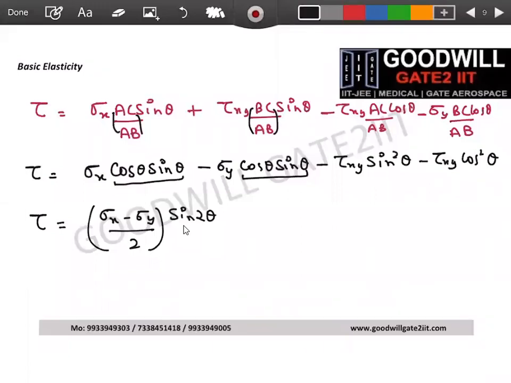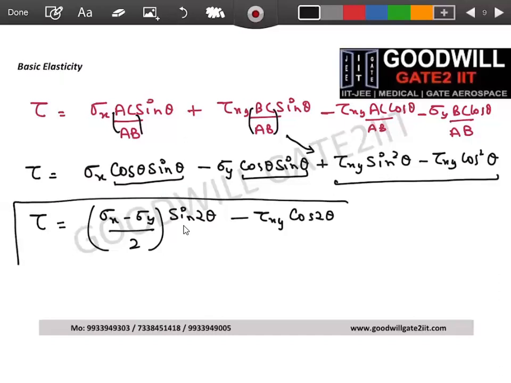Oh, yeah, correct. This is plus. This term is plus. Sorry, I missed it. This term came from here, right? This is plus. Now in the next term, if I take tau xy common, and I'm writing this in one step only. If I take tau xy common in these two, I will get this. I'll take minus tau xy common. In the bracket, I'll get cos squared theta minus sin squared theta. What is cos squared theta minus sin squared theta? Cos 2 theta, right? So I'll get simply this formula.